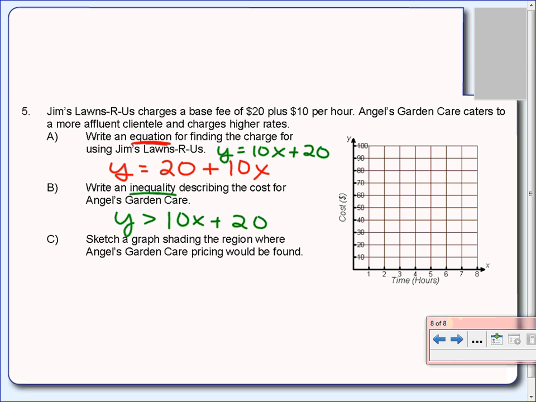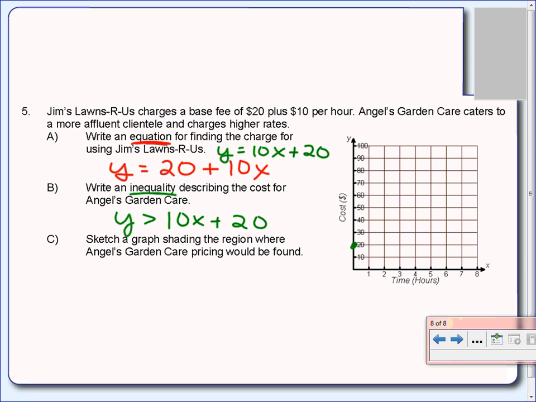Finally, part C says sketch a graph shading the region where Angela's Garden Care prices would be found. All right, so let's go ahead and graph Y is greater than 10X plus 20. 20 is our y-intercept, so let's come over here and find 20. That's our y-intercept. There it is. The slope on this thing is 10 over 1.